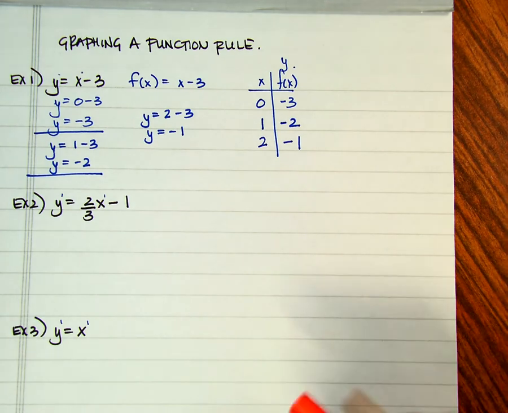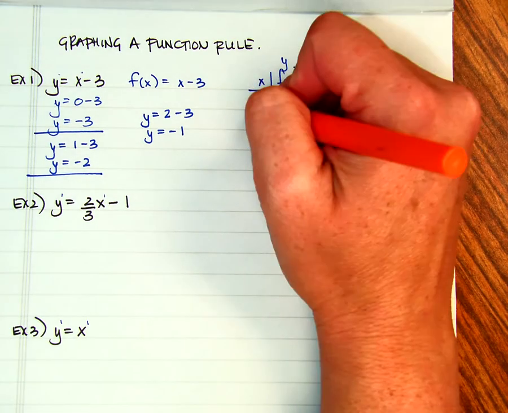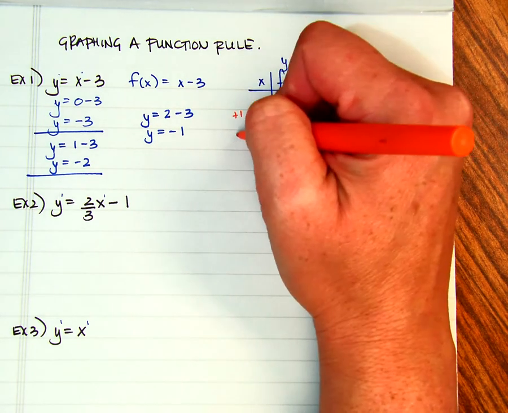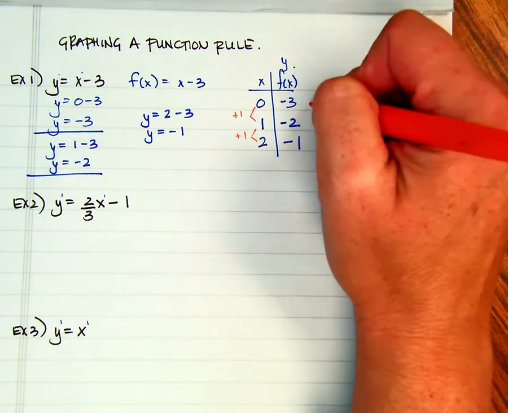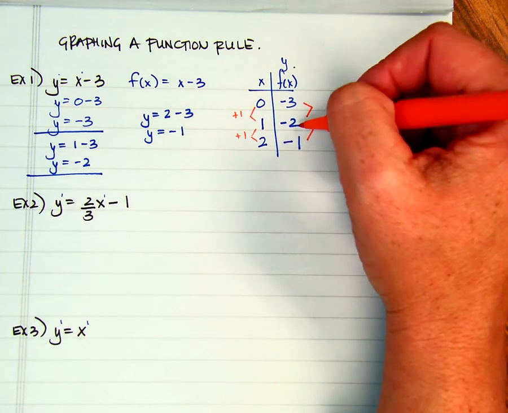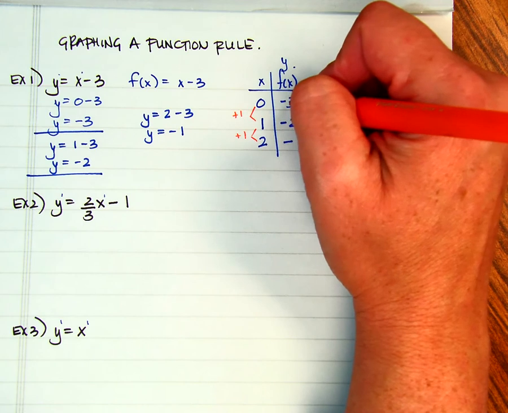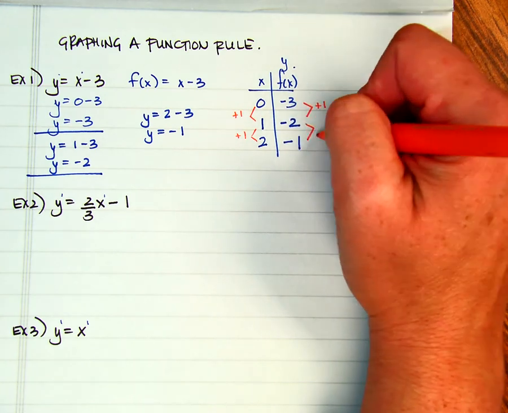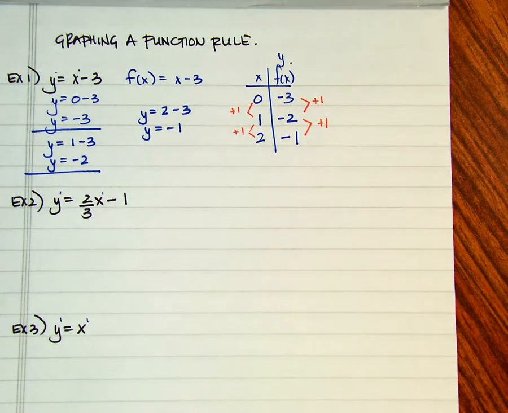You should see a pattern. So you should see a constant pattern in the x column. I'm adding 1 every time. You should see a constant pattern in the y or the f of x or the output column. So from negative 3 to negative 2, I am adding 1. And from negative 2 to negative 1, I'm also adding 1.